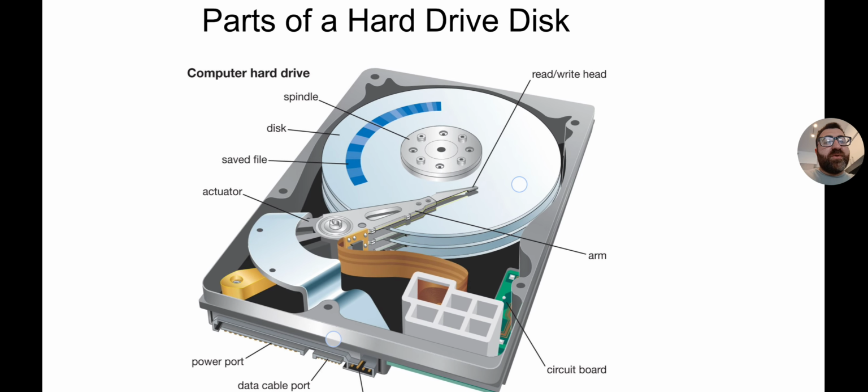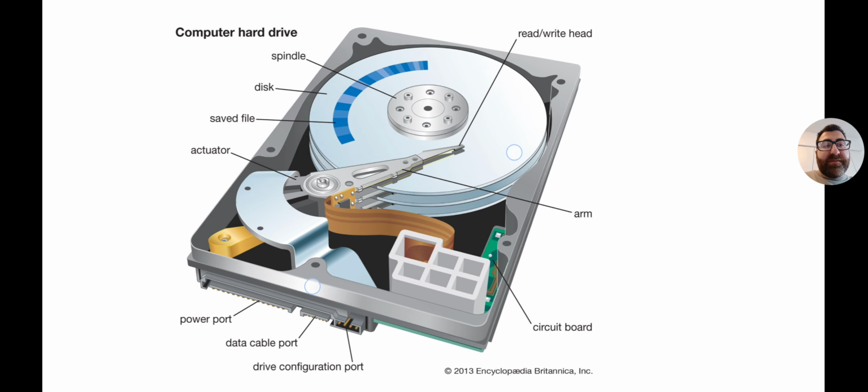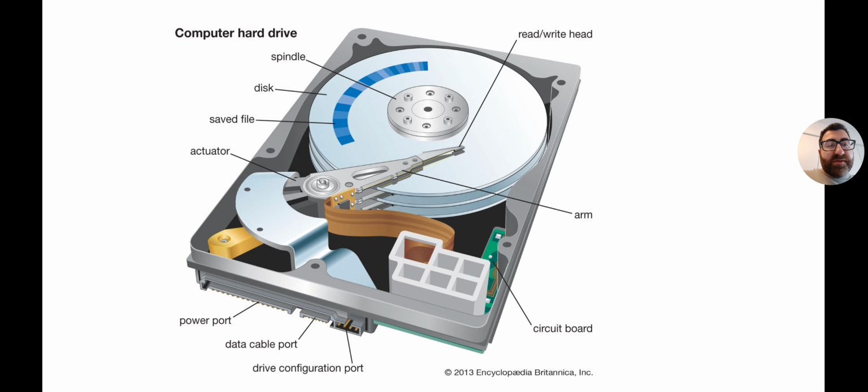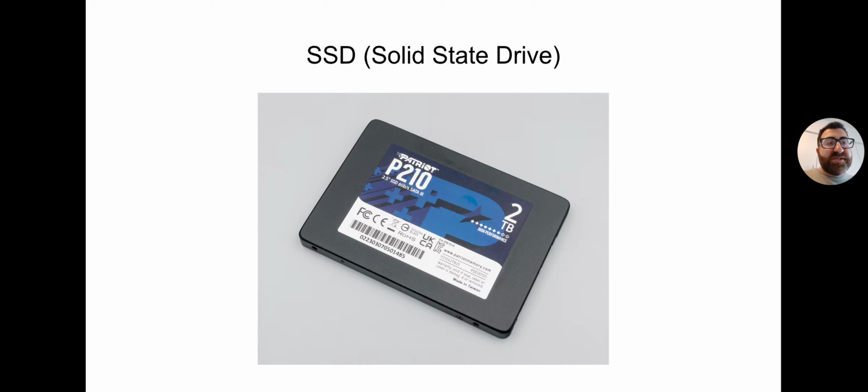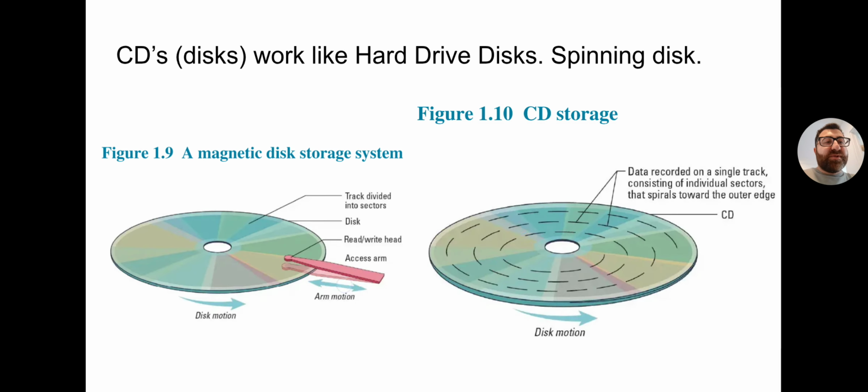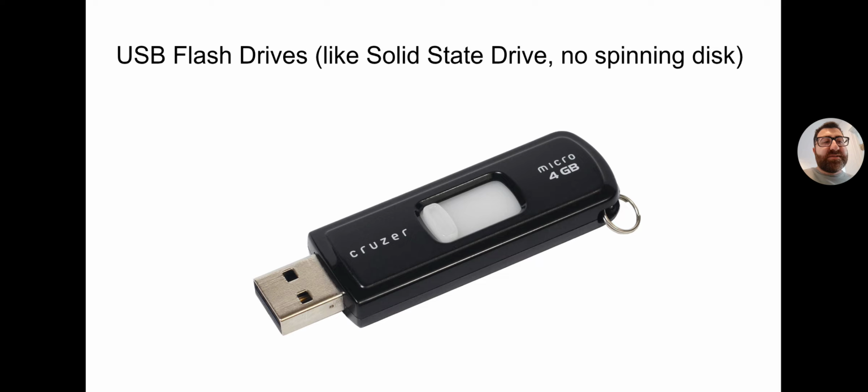And this is a solid state drive. A solid state drive does not have an arm, it does not have a spinning disk. A solid state drive is sort of similar to a USB in that there's no spinning disk and electricity is used to store the information on it.